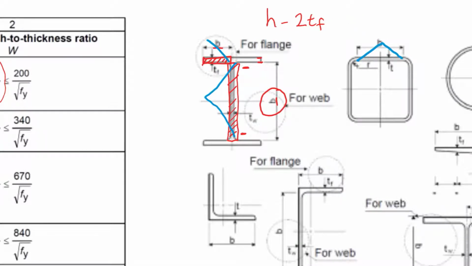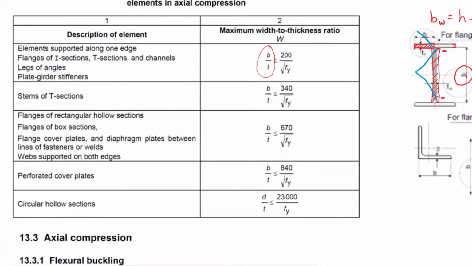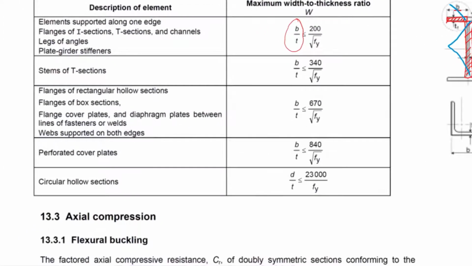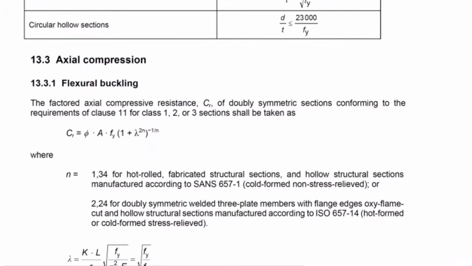When you deal with a web, it's height minus 2 times the thickness of the flange. So it's from inside to inside. This is actually different to the Eurocode and some other codes, but just be careful when you classify an I section. It's as shown here. So this B over T tells us whether my section experiences local buckling. Once we know that, we can start looking at the equations for the design of compression elements.